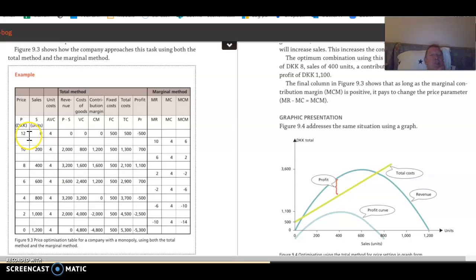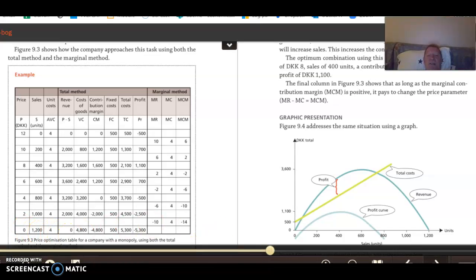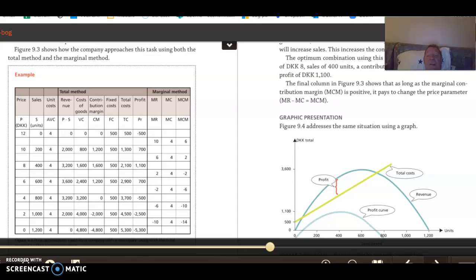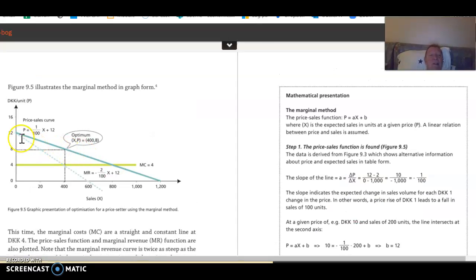Here you have all the relations between price and volume sold. And you have a price of 12, sales of 0. And if the price is 0, it is 1200. So let's have a look at the curve. You can see it here. Price 12, you sell nothing. And if the price is 0, you will have 1200 units here. So this line, we have to find out how to create this.